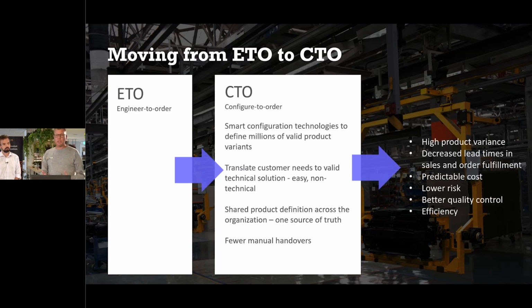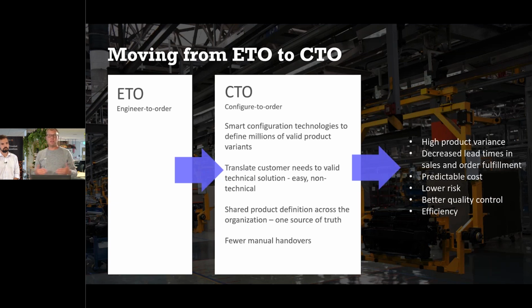It means also that we can translate customer needs into technical solution, and you don't need to be a product expert or a technical expert to make that. So the interface is easy, is non-technical, and is easy to understand. More importantly, configure to order allows us to have a shared product definition across the organization. So both sales, your production, as well as your order fulfillment organizations, they use one source of truth.